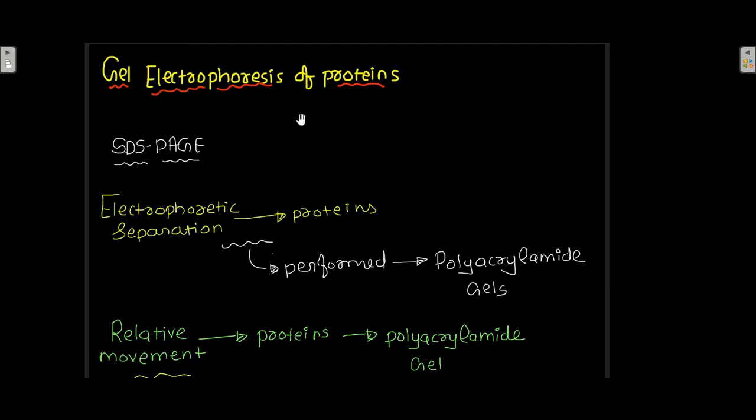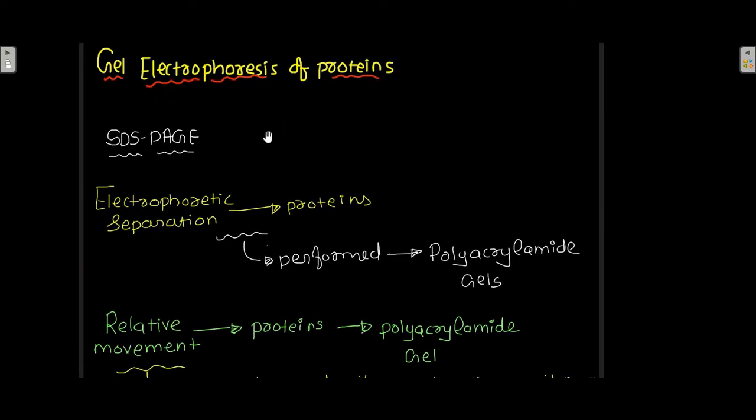Welcome. In this video we are going to discuss gel electrophoresis of proteins, and we are going to start with SDS-PAGE, that is sodium dodecyl sulfate polyacrylamide gel electrophoresis. Now the electrophoretic separation of proteins is mostly performed by using polyacrylamide gels.